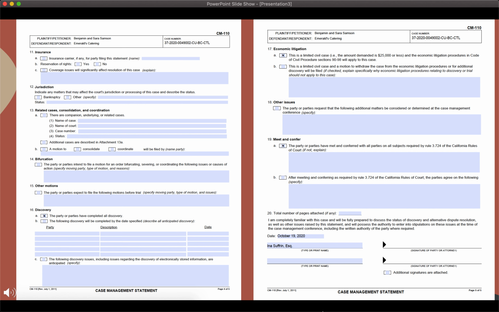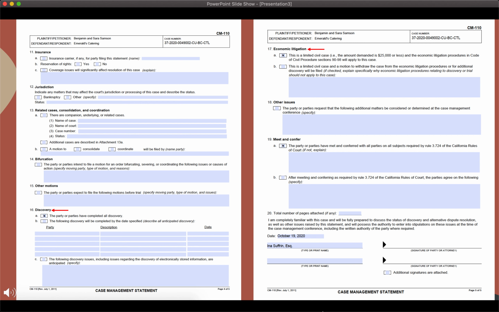For example, on page 4, section 16, I checked the box A, which states that the parties or party have completed all discovery. As you all know, we previously completed form interrogatories, and let's assume that we received a response back. This is why I checked the box. Finally, I checked sections 17 and 19 on page 5.